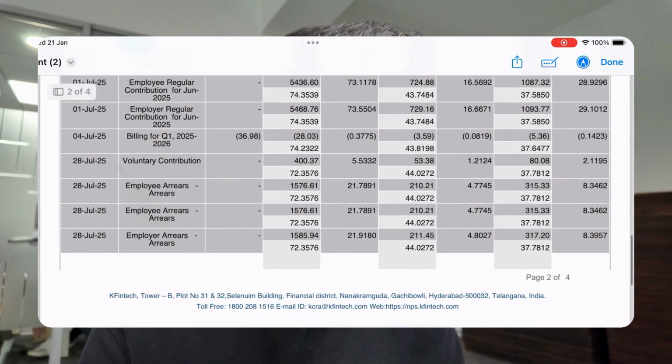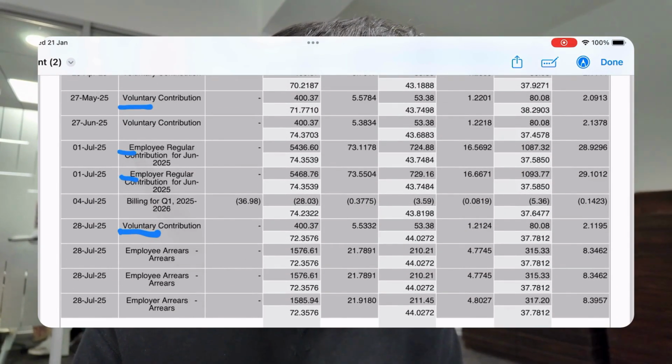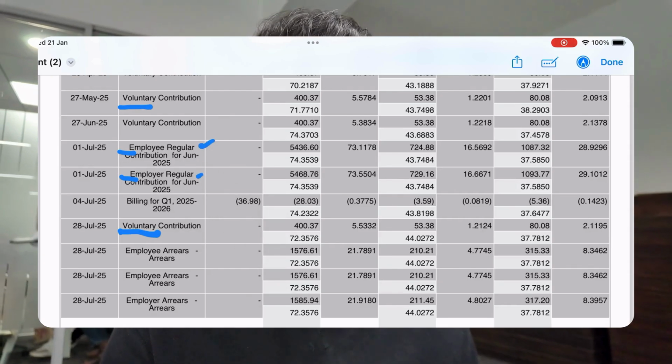The fourth and the most important one to know is the types of contribution. If you see, there are multiple contributions here: voluntary contribution, employee contribution, employer contribution, regular contribution, and arrears contribution. First, let's understand voluntary contribution. Voluntary contribution is something you make, investing on your own, in your NPS account.